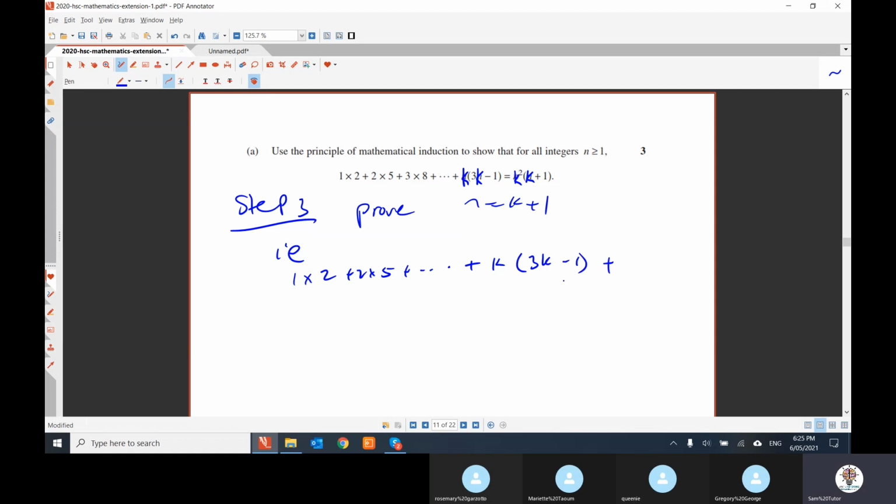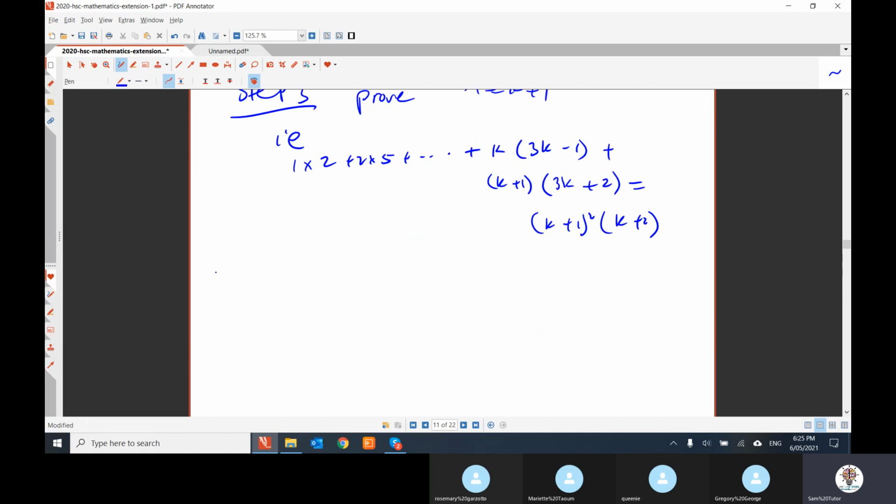Plus 1 more term, which is k plus 1, bracket 3k plus 3, but then plus 3 minus 1 is plus 2, equals k plus 1 squared, and then k plus 2. Sorry for doing it really badly, but I think you guys get it. You would have written it a bit neater for yourselves. Agreed?